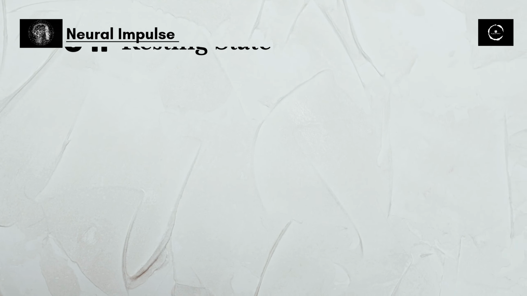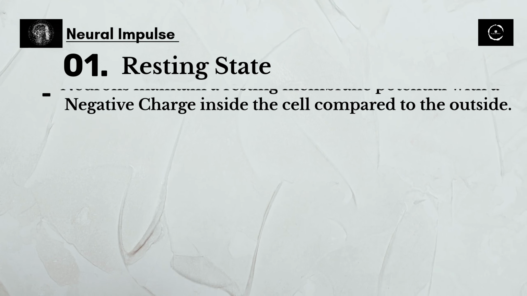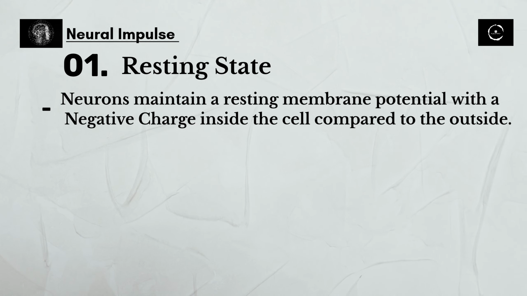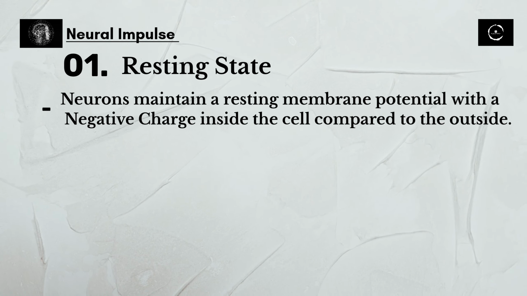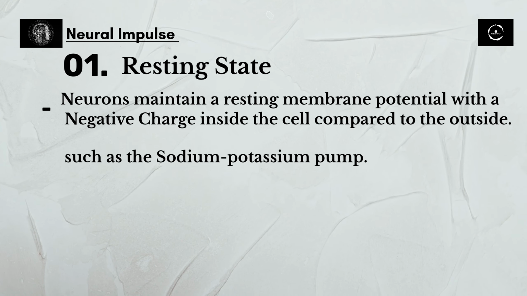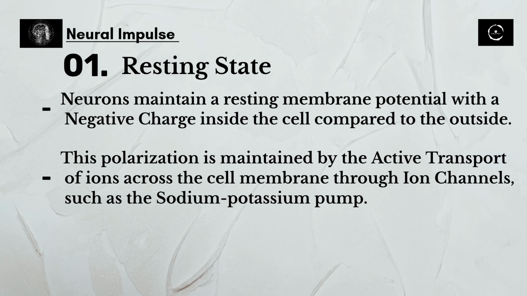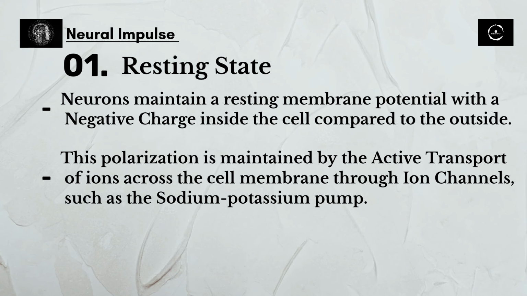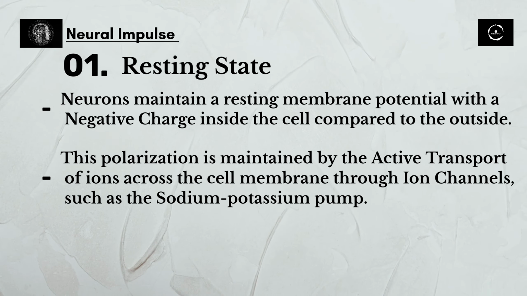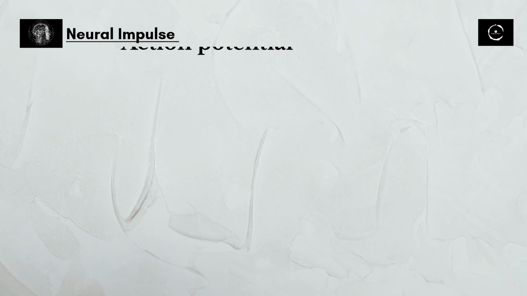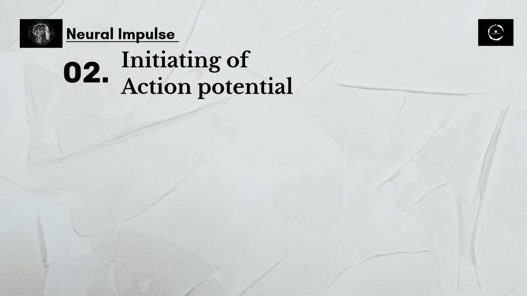Number 1, resting state. Neurons maintain a resting membrane potential with a negative charge inside the cell compared to the outside. This polarization is maintained by the active transport of ions across the cell membrane through ion channels, such as the sodium-potassium pump.